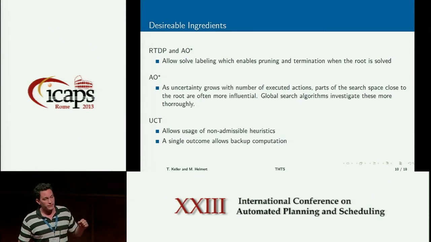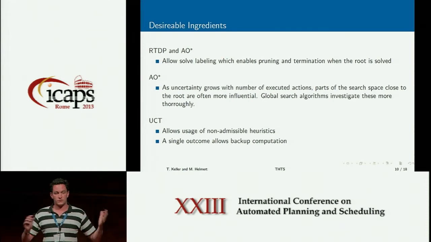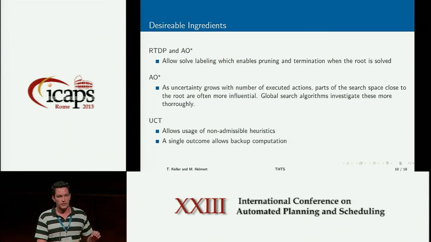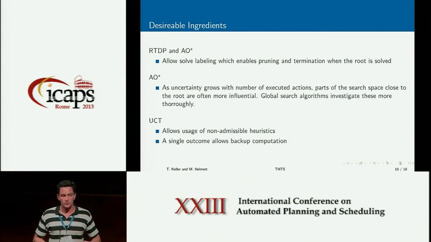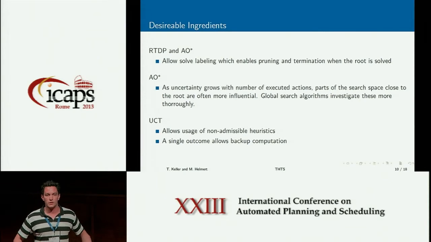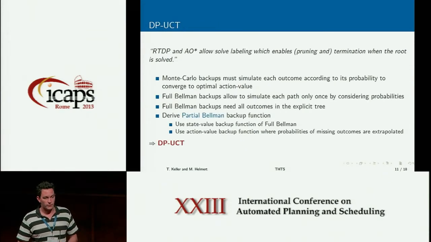So what we did is we basically said, okay, let's just start with UCT. We are not interested in action selection. We leave the heuristic as it is. So we start with UCT and we try to adapt the algorithm and to change some things in order to get the other two desirable ingredients as well. And the first algorithm we came up with is called DP-UCT. And it is basically a hybrid version of RTDP and UCT.